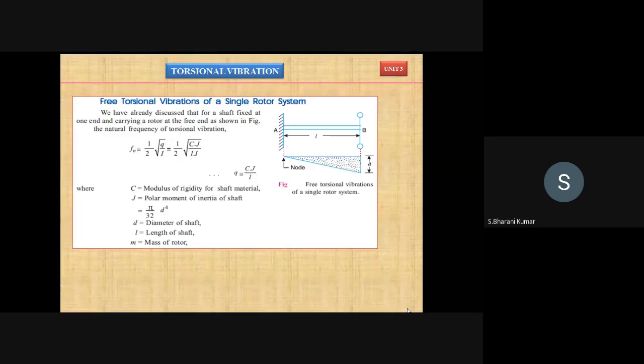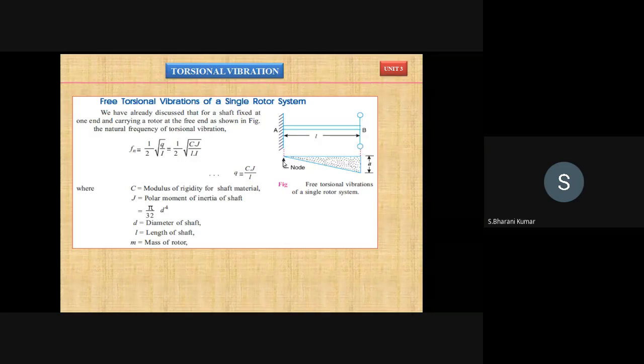Okay, sir. We have already seen the single rotor system and the double rotor system. All these things we already saw, so I am just giving a glance at them. This is called a single rotor because one end is fixed and the other end, point B, has the rotor. This is called a single rotor system.